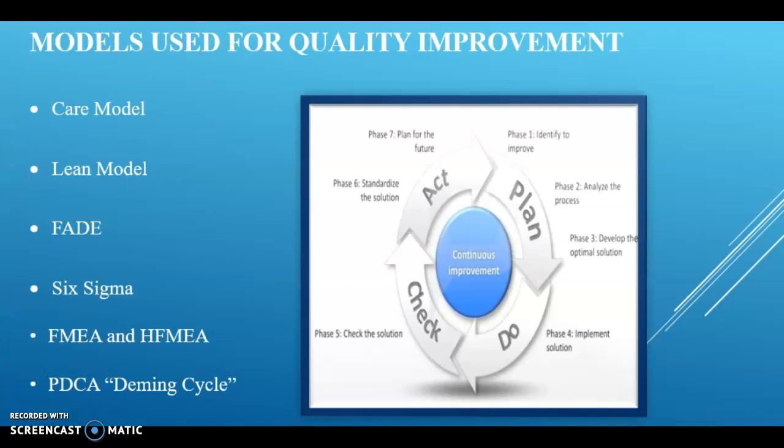Models used for quality improvement. You have care models, which provide the highest quality disease prevention and management. You have lean models. They map patient flow, cost, and effectiveness. You have FADE, which is focus, analyze, develop, and execute. You have Six Sigma, which is define, measure, analyze, improve, control. You have the PDCA, which is a scientific method based on hypothesis, experiment, and evaluation. So it's 4 steps: the plan, do, check, and act that you see here.